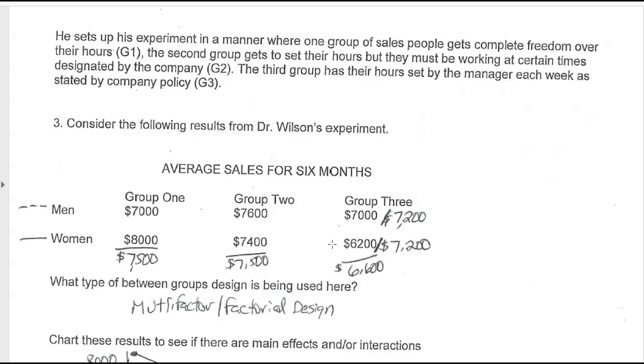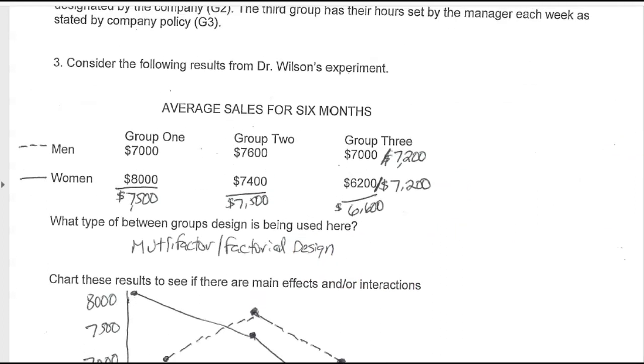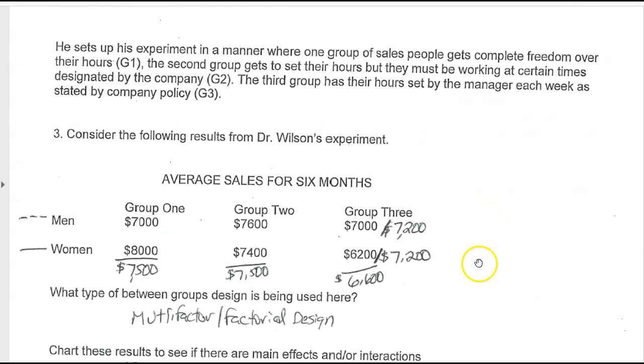Well, let's look at the main effects. First of all, remember this is called a multi-factor design. This is something we went over in the last video, factorial design. So, overall, is there a male-female difference? Not looking at the groups they're in, just their averages in general. 7,200 in sales for men, 7,200 for women. They're exactly equal. So there is no main effect for gender.